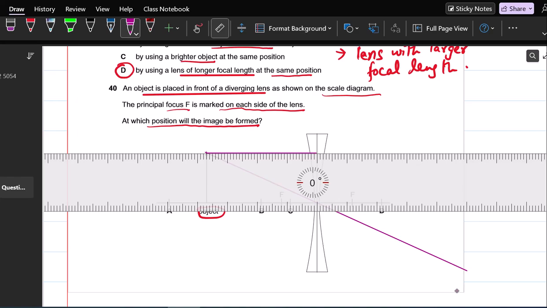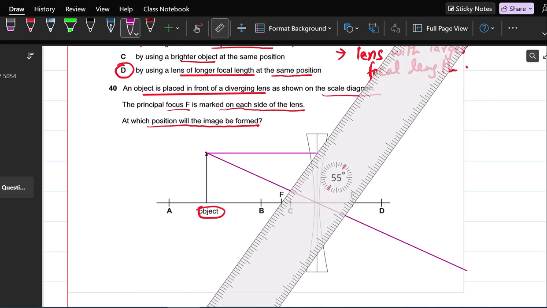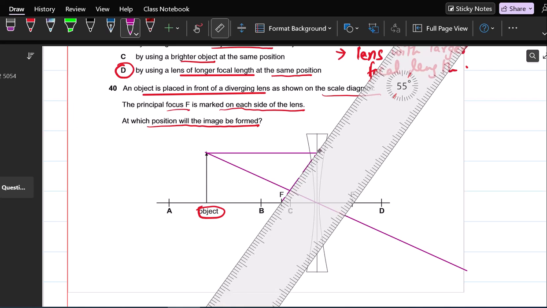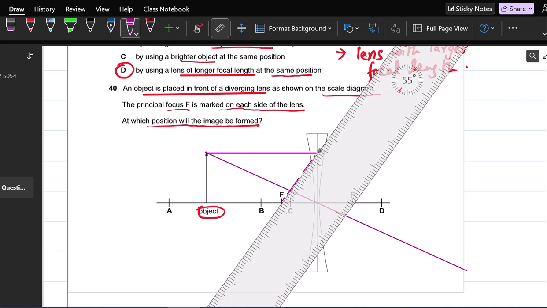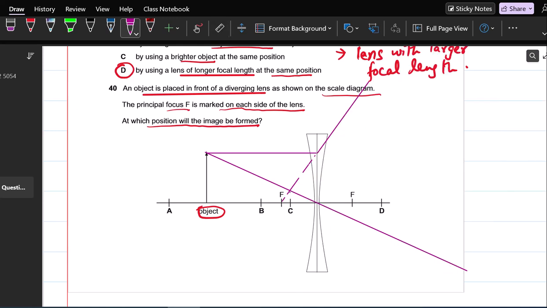And now it is going to diverge. It is going to diverge based on the principal focus. So here is the principal focus. So it is going to diverge. By the other way, we have got the image. So we are done with this ray diagram. So image is formed at point C. You can see here they are intersecting. So C is the right option.